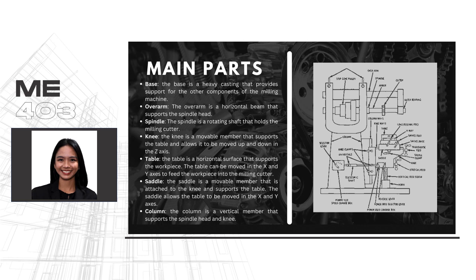The table is the surface that supports the workpiece and can be moved on both axes to feed the workpiece. The saddle is the movable member that is attached to the knee and supports the table. Lastly, the column is a vertical member that supports the spindle head and knee.